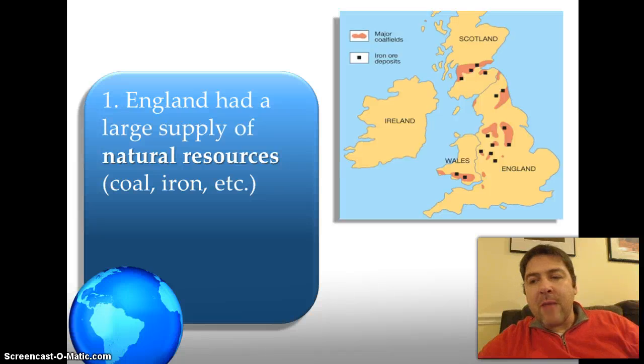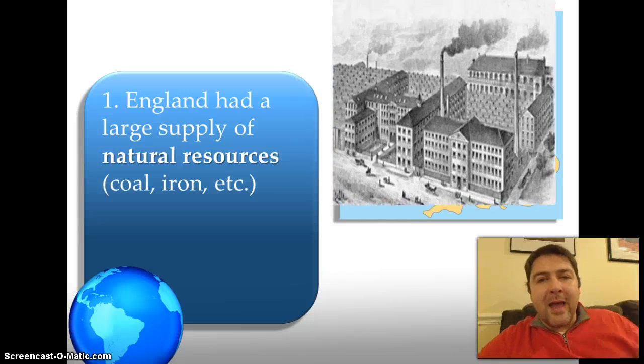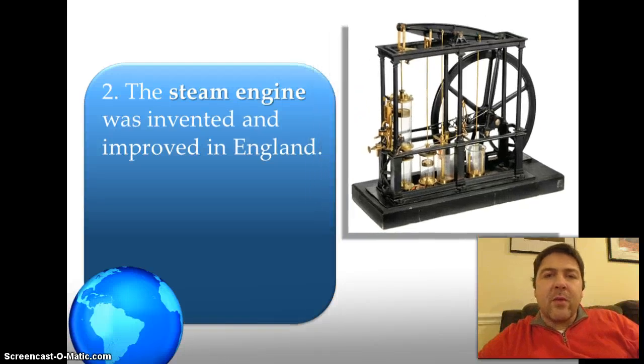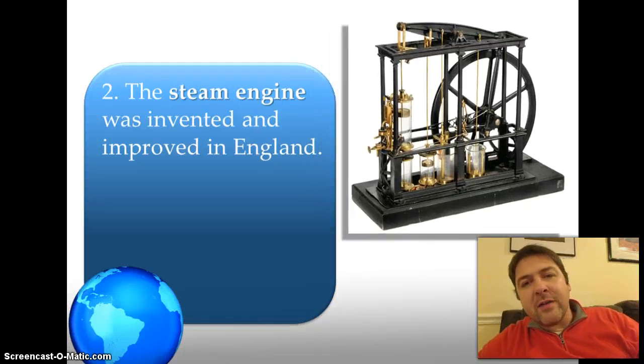We see here on the map in particular the northern parts of England and the northern parts of the island of Britain have a large supply of these resources. And again, in these factories, these products have a lot more value than they did before the Industrial Revolution. Okay, the second thing was a piece of technology that's invented in England, and that's called the steam engine. The steam engine is invented and improved in England.